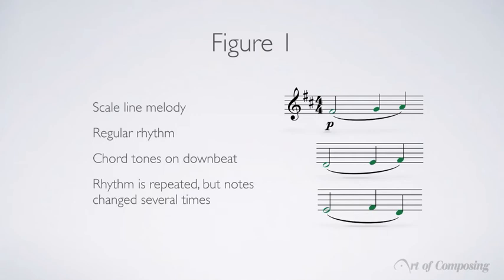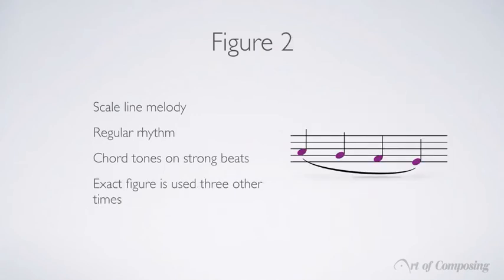The next figure is the second part of the basic idea and is found 3 times in the melody. The rhythm in this is called regular because it's all the same rhythm, quarter notes. We'll talk more about rhythm in later lessons. It also has chord tones on the strong beats, which should be standing out kind of as a recurring theme to you right now.